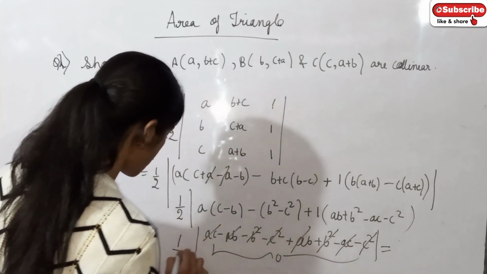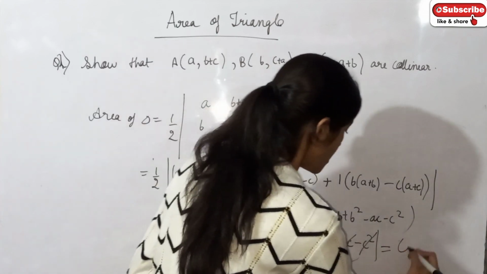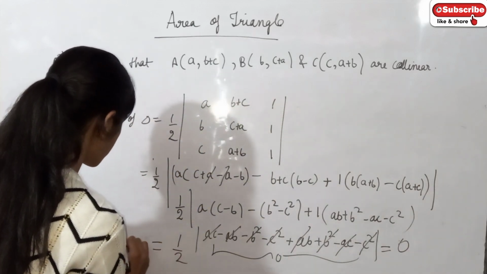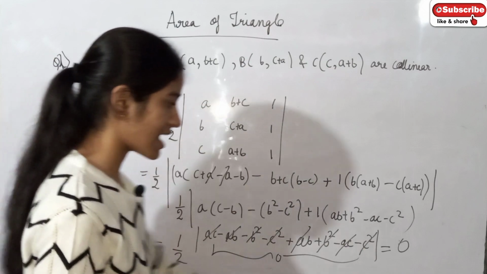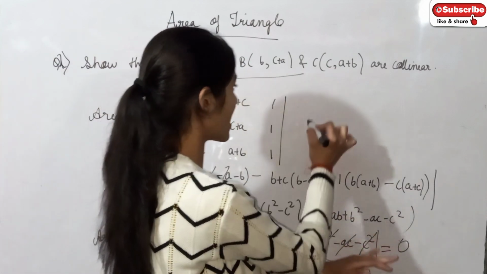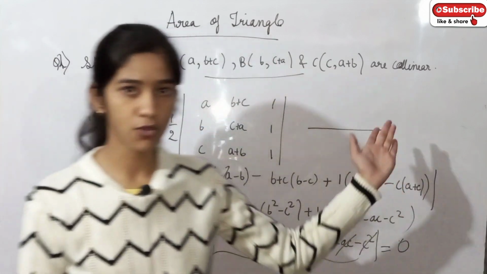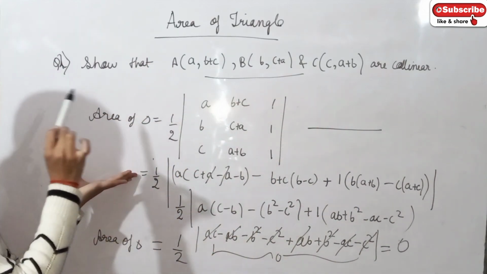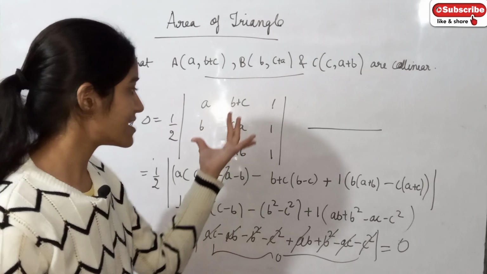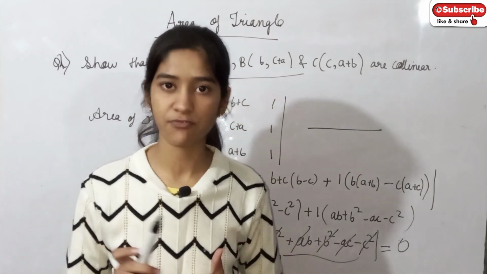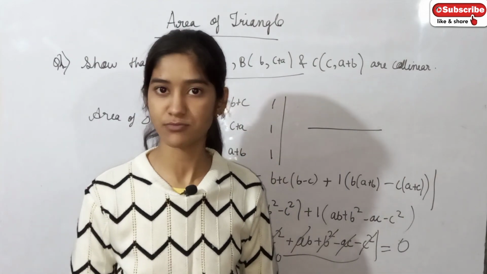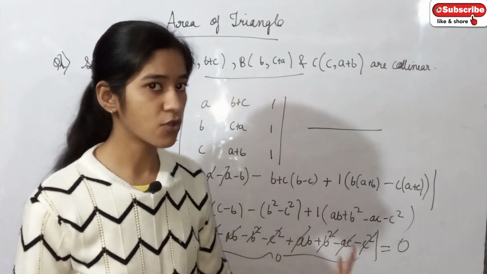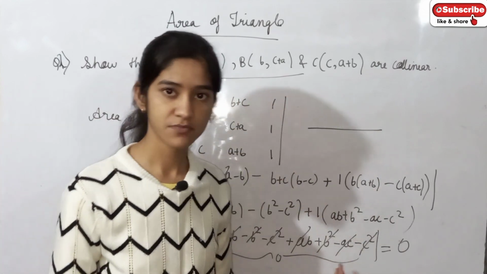So 0 multiplied by anything gives 0, which means the area of the triangle formed by the vertices is equal to 0. Then we can say that these vertices lie on the same line, hence they are collinear. So we can see here that using the concept of determinants, if the determinant formed by the vertices, or the area of the triangle, becomes 0, then we can easily prove that the points are collinear, lying on the same line. Okay.